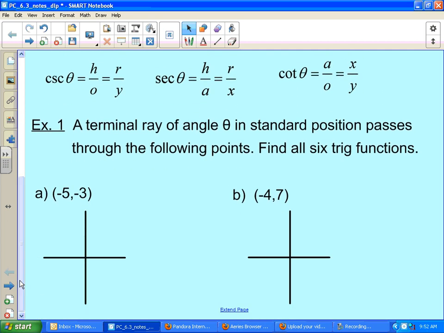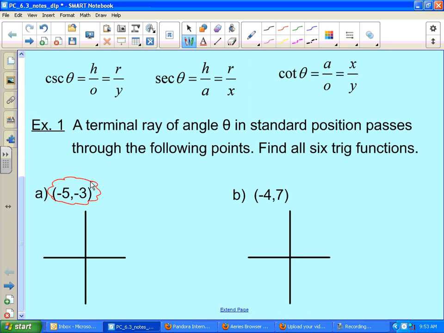What we're going to do is, based on these points here, for example, we're going to put our terminal ray at a location based off of a coordinate, and from there we're going to create a triangle. So my thinking process is to always picture the triangle if it exists, because the triangle helps me know what my O's, H's, A's, or my y, r, x's are going to be. So we want to find all the trig functions that satisfy the location of this -5, -3.